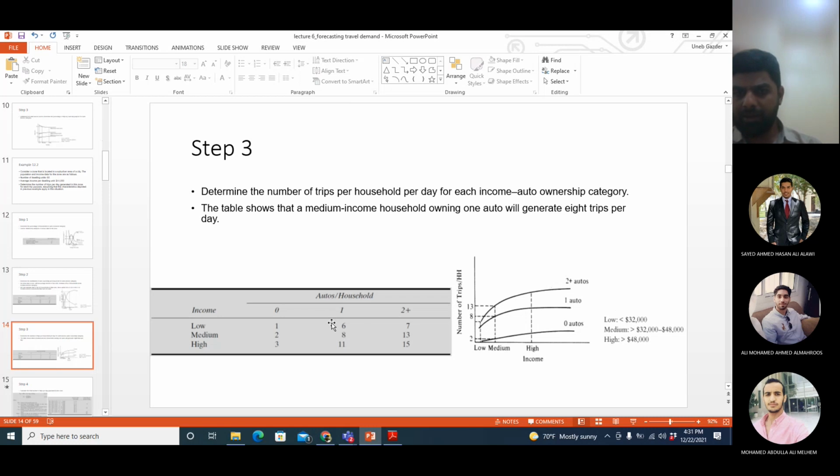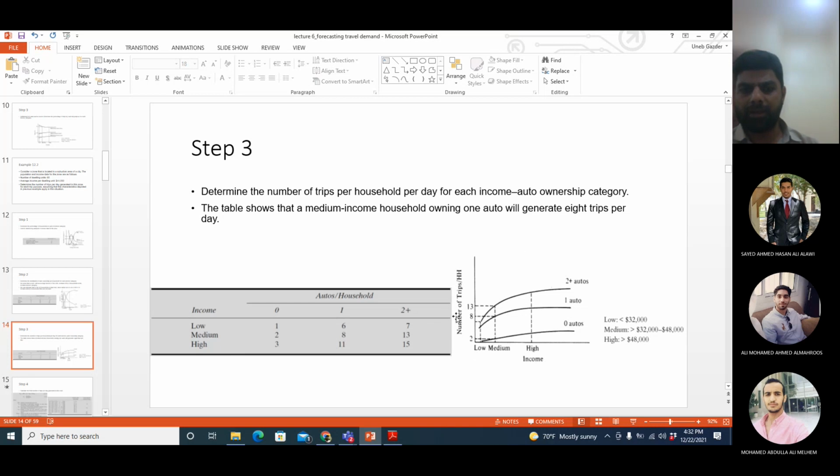These numbers will come here like they have done, or somebody gives you the data in the form of a table. I already told you what to do: separate the number of households for each cell and then take the average. For example, we have 0 autos, low income, only 1 trip per day, 1 auto, low income, 6 trips per day, and so on and so forth. They are taking the numbers from the graph.